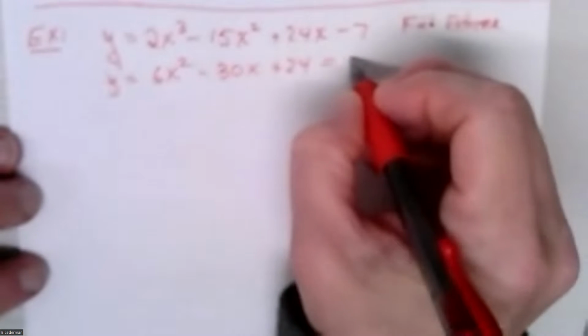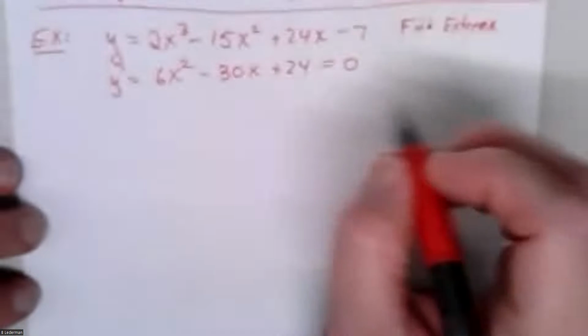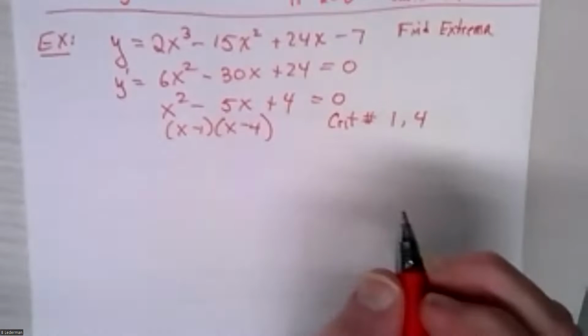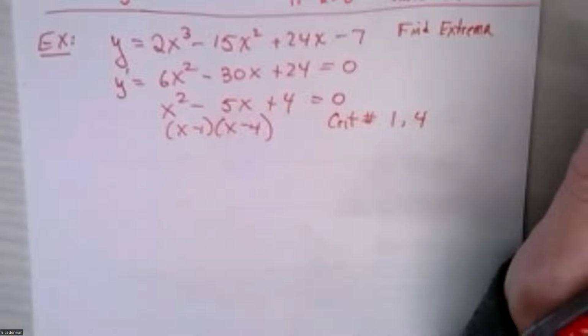I'm going to set that equal to 0, and I'm also going to divide everything by 6. So this gives me x squared minus 5x plus 4 equals 0, which of course factors into x minus 1 times x minus 4. So my critical numbers are 1 and 4. I'm going to test each one to see if it's a max or min or neither.